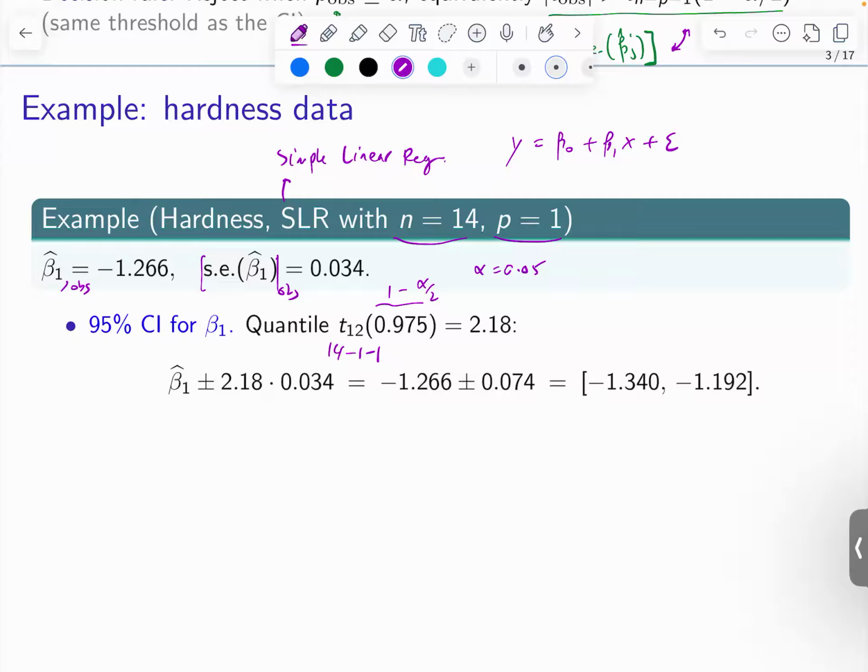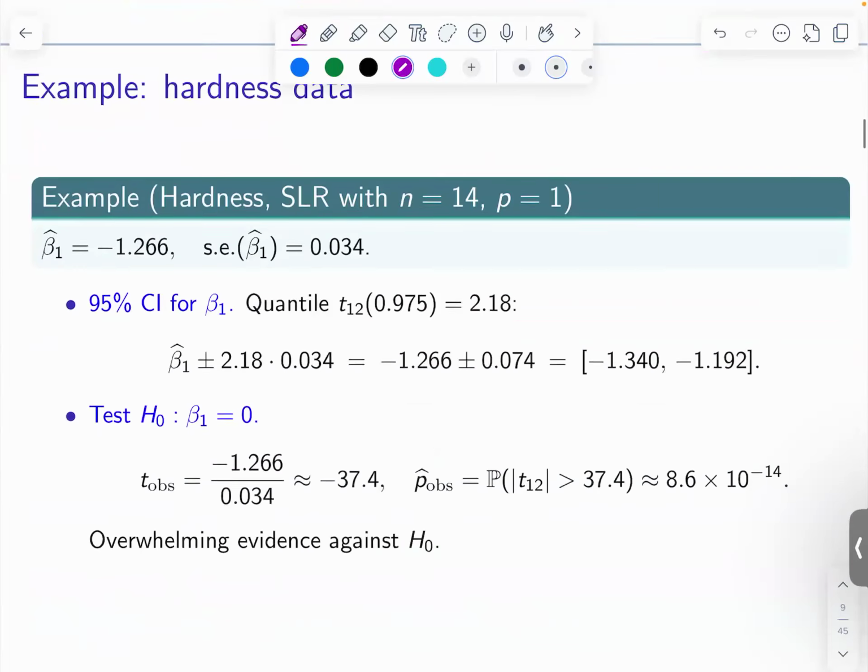And then you get this, the confidence interval, the observed one, let's say. Value plus minus gamma times this, the standard error, right? And so you evaluate it, you get this interval. Okay.